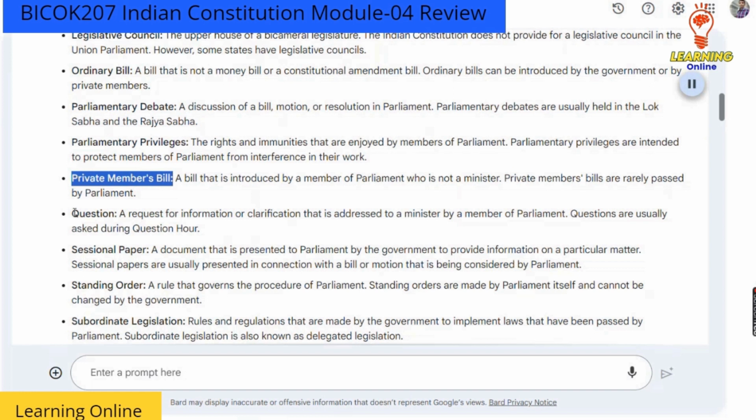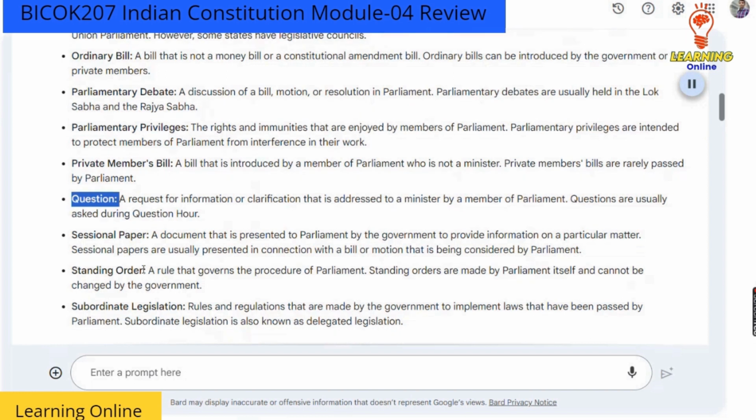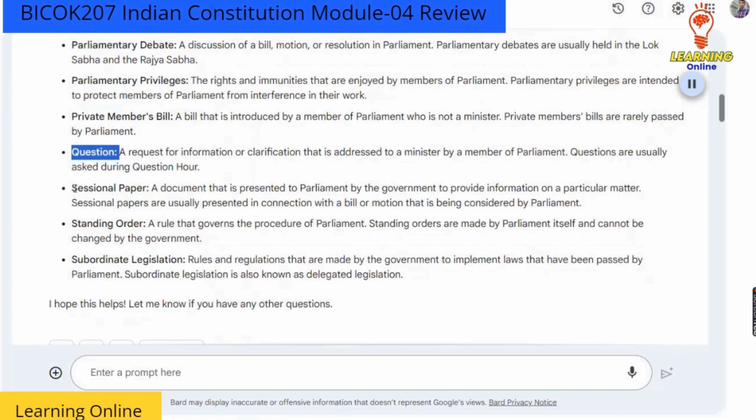Private Member's Bill, a bill that is introduced by a member of Parliament who is not a minister. Private members' bills are rarely passed by Parliament. Question: a request for information or clarification that is addressed to a minister by a member of Parliament. Questions are usually asked during question hour.